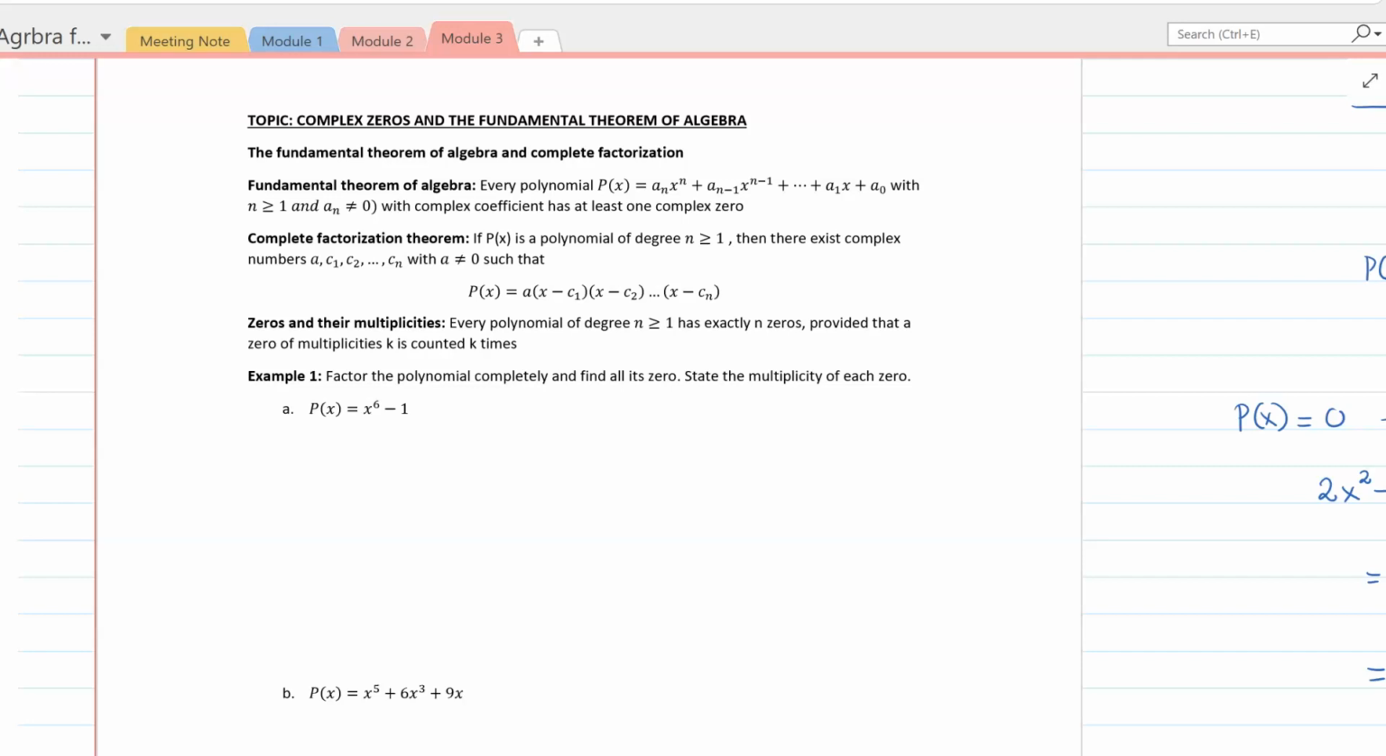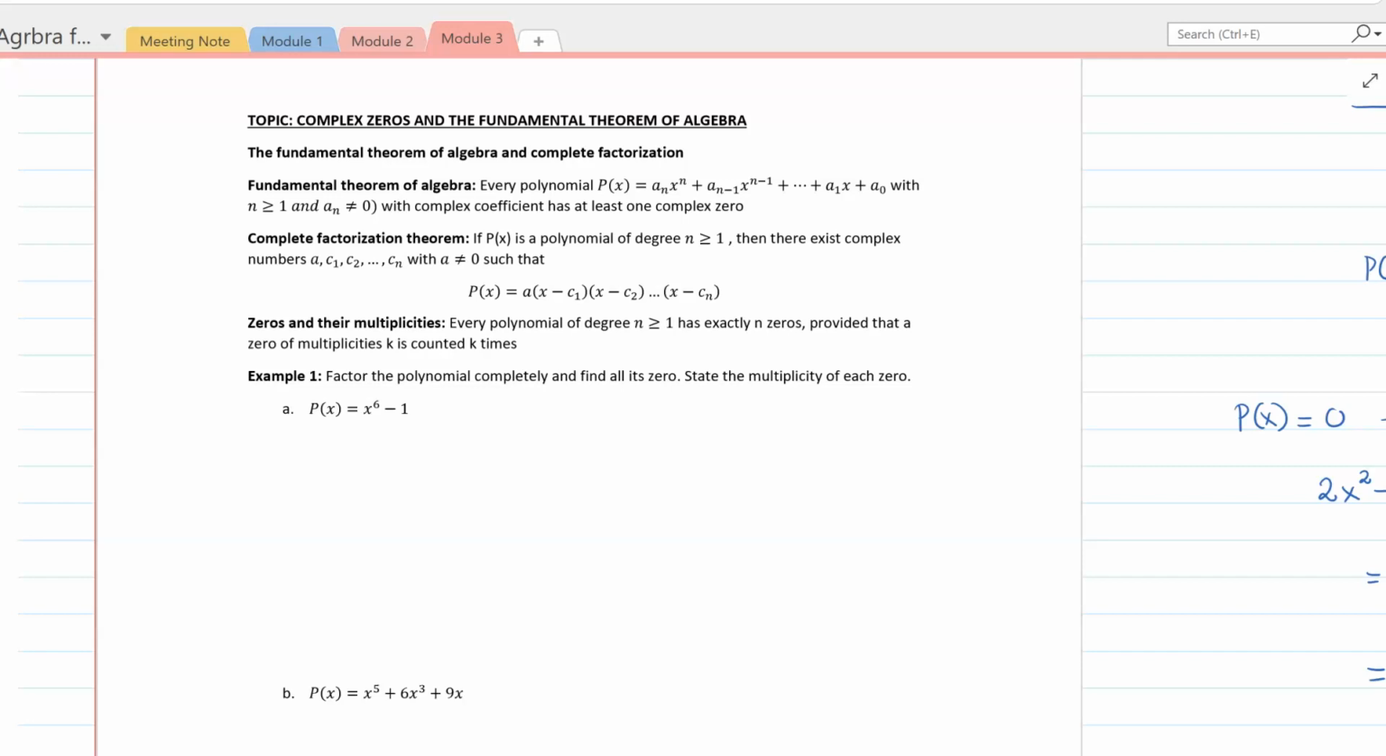Complete factorization theorem: if p of x is a polynomial of degree n greater than or equal to 1, then there exist complex numbers a, c1, c2, up to c sub n, where a is not 0, so that we can factor it into the factors x minus c1, x minus c2, and so on. Every polynomial of degree n has exactly n zeros, provided that a zero of multiplicity k is counted k times.